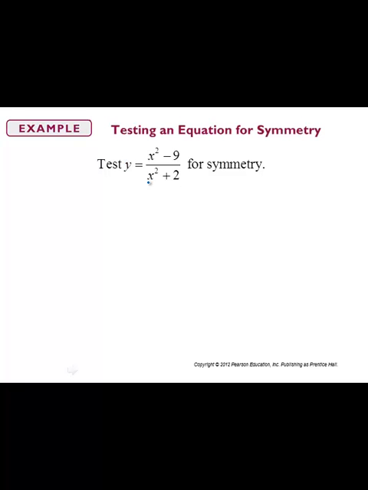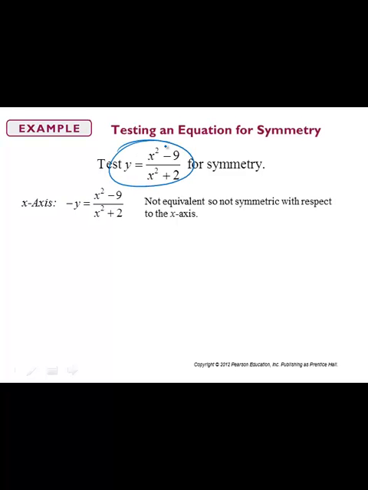First, suppose that we have the equation y equals x squared minus 9 over x squared plus 2. Let's test for symmetry. First, let's test for symmetry with respect to the x-axis. Replace y by negative y. And then do we get the same equation after you simplify? And the answer is no. Okay, so we know that the graph, and we don't know what the graph looks like yet, is not symmetric with respect to the x-axis.